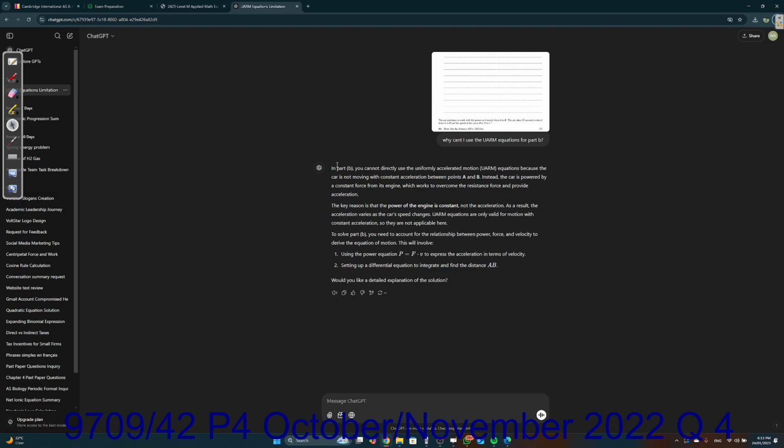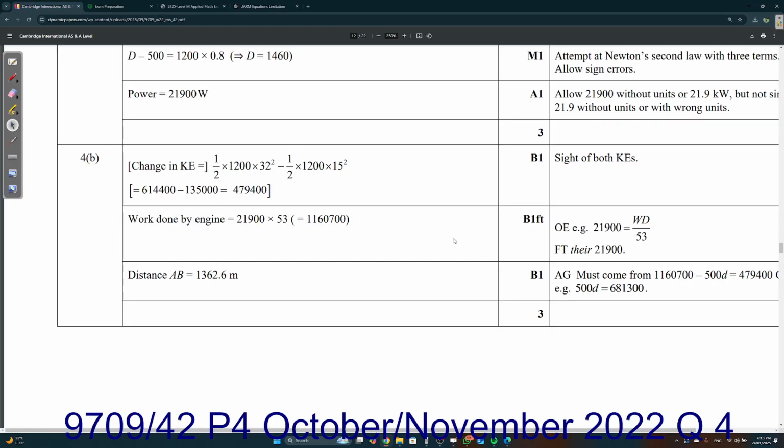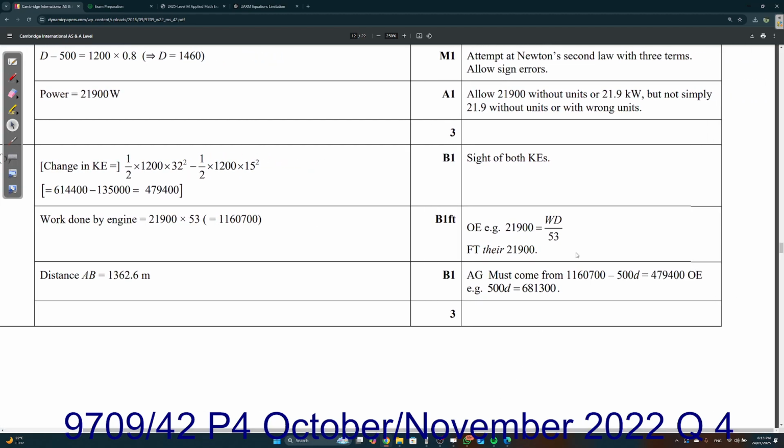Let me show you the marking scheme. This, by the way, if you want, is the ChatGPT explanation for why you can't use your SUVAT equations. Anyways, so this is the marking scheme. It's 3 marks. You get 1 mark for showing change in kinetic energy, 1 mark for showing the work done by the engine, and then 1 mark for showing the distance. And to show the distance, you have to say that, like we did here, this stuff.